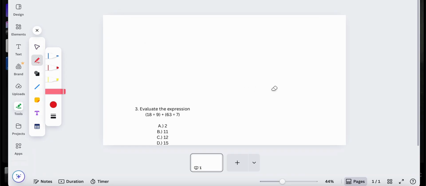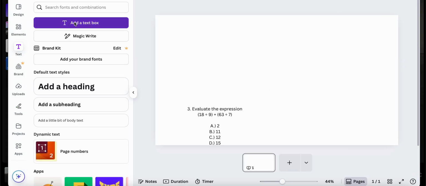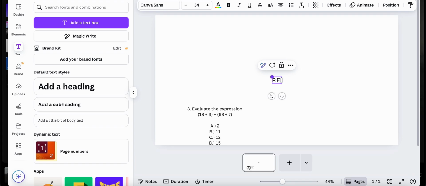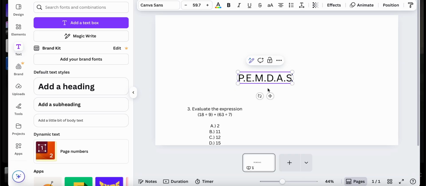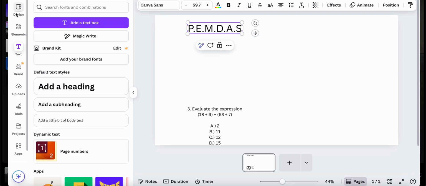Evaluate the expression 18 divided by 9 plus 63 divided by 7. Now, this may look confusing once again, but remember PEMDAS once again. PEMDAS is such an important rule. You cannot forget this at all. You have to ingrain this in your head.